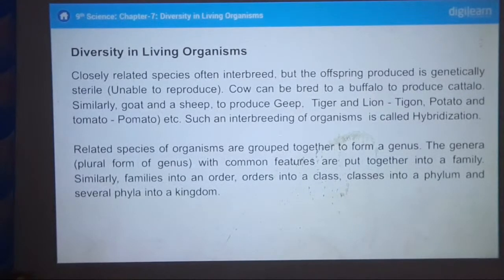Related species of organisms are grouped together to form a genus. The genera, that is the plural form of genus, with common features are put together into a family. Similarly, families into an order, orders into a class, classes into a phylum, and several phyla into a kingdom.